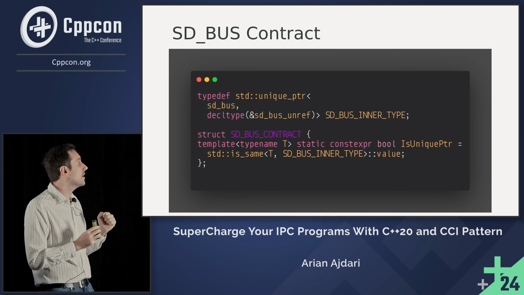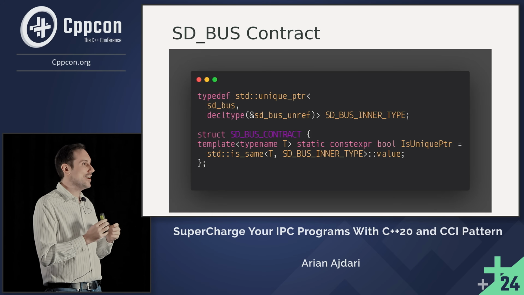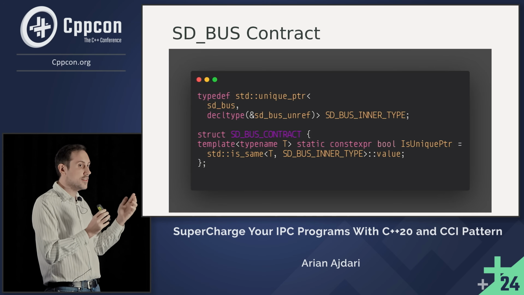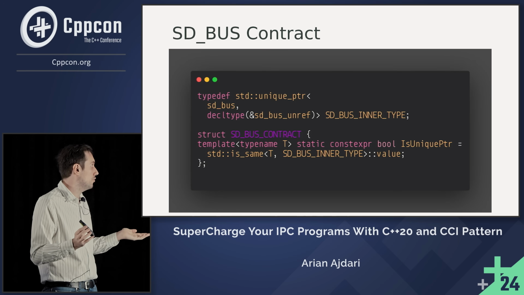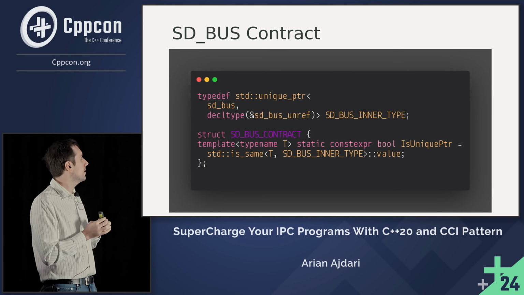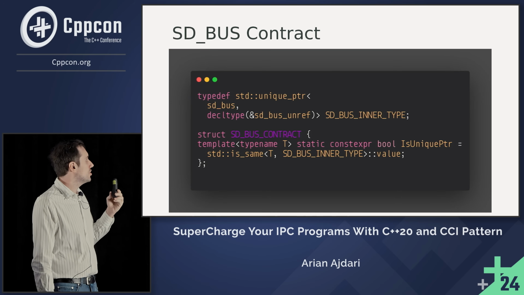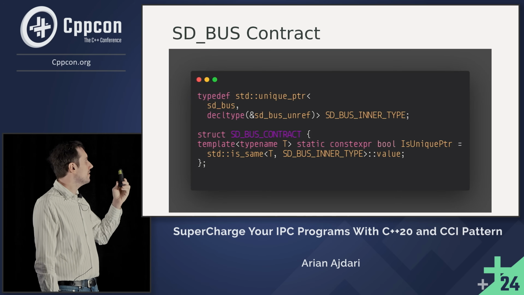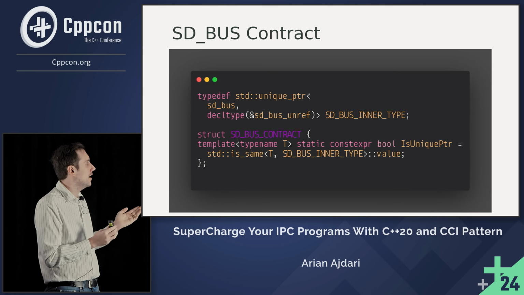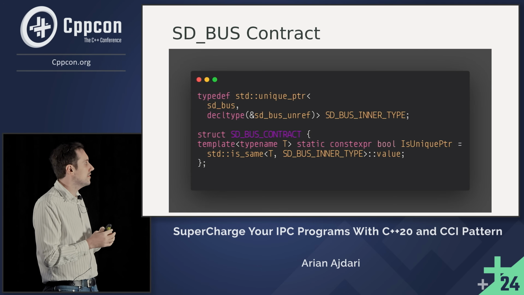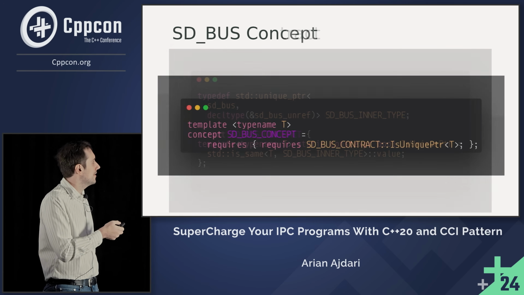And I want to make sure that I only have 1 instance of bus. Because again, I am repeating myself, if you happen to create 2 bus instances, the code will compile correctly, but when you go to the runtime, it will crash because you cannot have 2 bus instances. I created a simple typedef, which is called sdbus inner type, which is a unique pointer of type sdbus, and for its destructor, the second parameter of unique pointer is just the function sdbus unref. And our contract is quite simple. It has only 1 clause, making sure that it's a unique pointer.